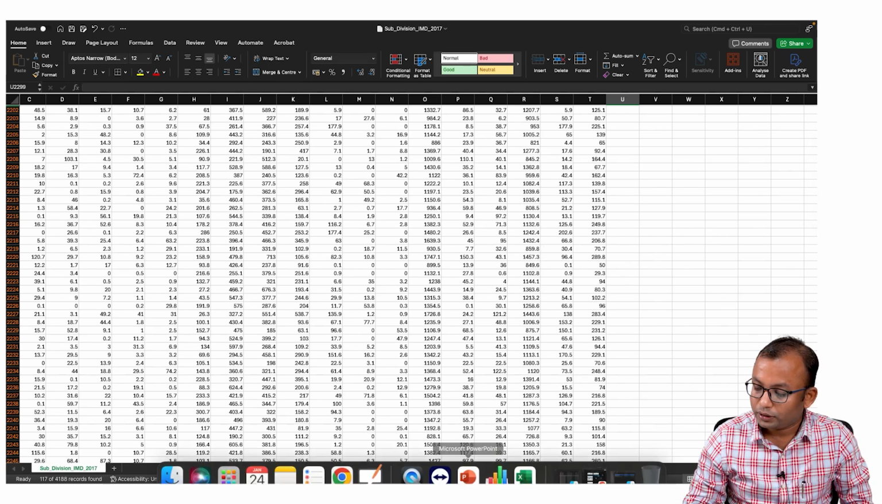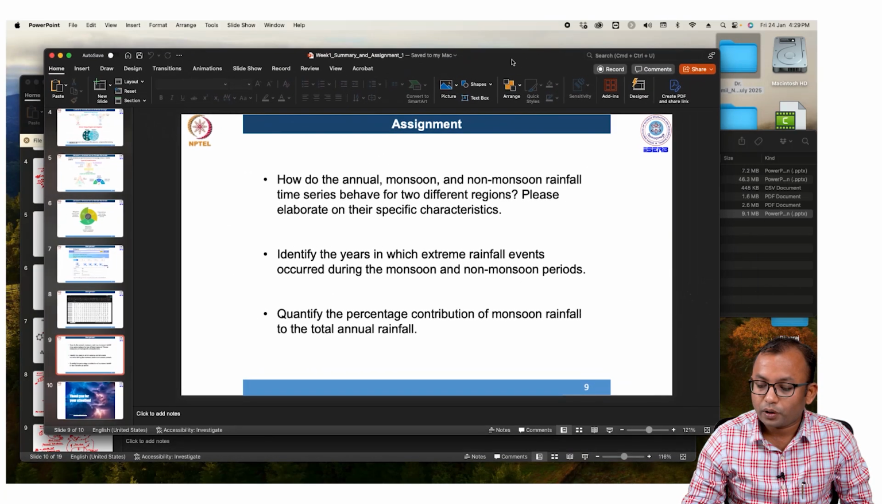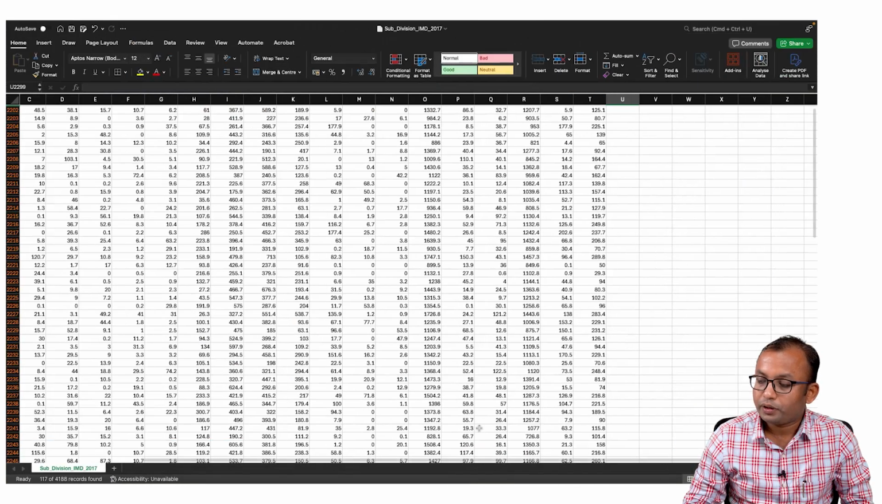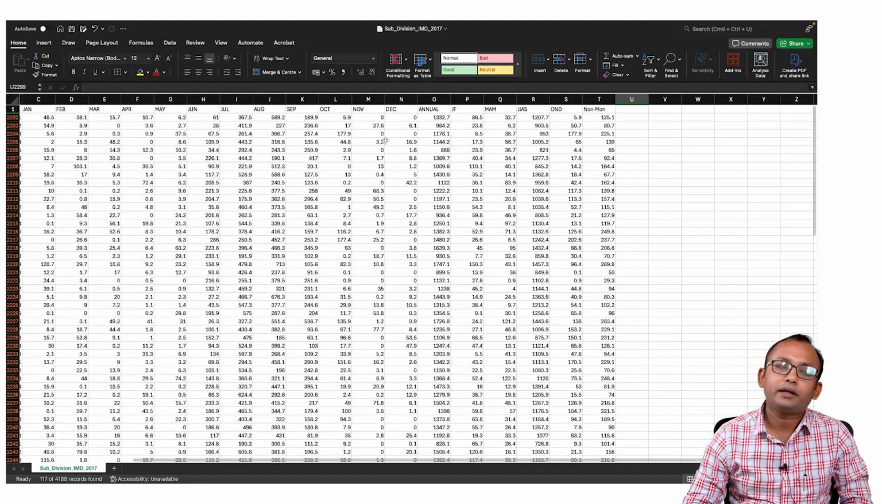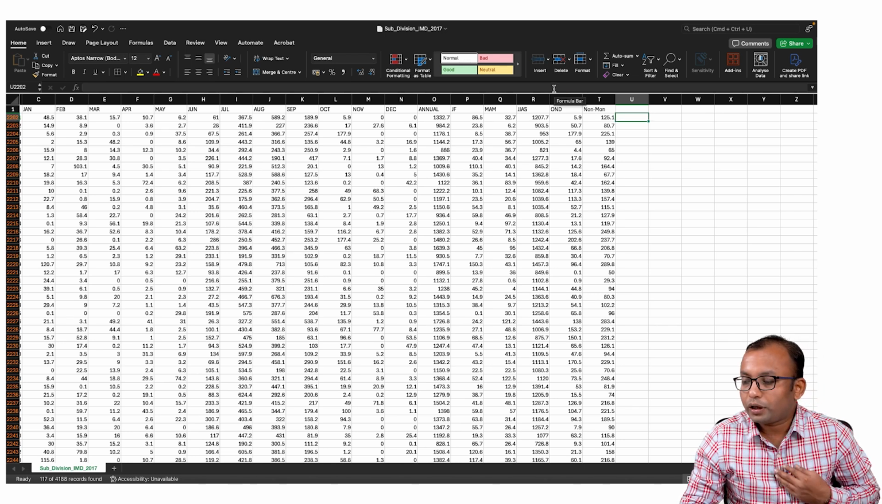Okay. Now, the third part of this problem is how to quantify the percentage contribution of monsoon rainfall to the total annual rainfall. This is very important because it will give you a sense of how much rainfall occurred during the monsoon months and how much during the non-monsoonal months. That will give you an idea of the total percentage of rainfall we received particularly during the monsoonal months. So, how to calculate this?